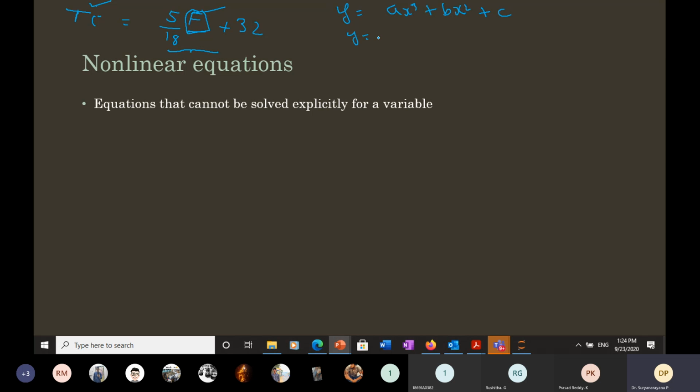Instead of this, if you have y equals a times the square root of x plus b times x to the 5 plus c, that is also nonlinear. Another place where there could be nonlinearity is, for example, if you have functions like y equals a times the logarithm of x plus b times sine of c divided by x. A complicated function like that. These are nonlinear functions.